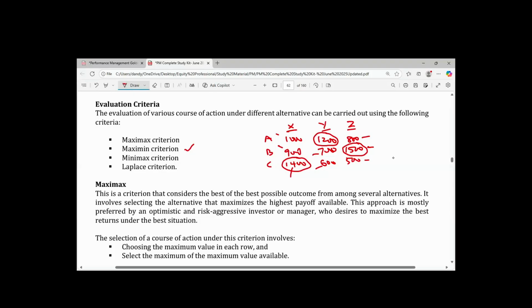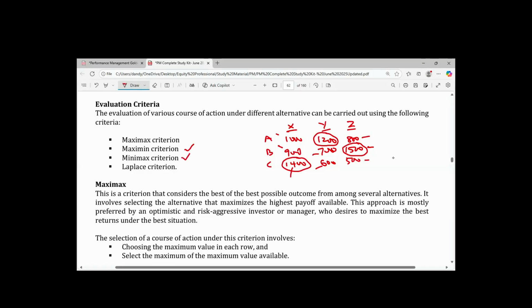Then step 4, you select the maximum of each payoff value in each row. Then step 5, to make a choice, you select the minimum of the maximum. So that is what you need to do under the Minimax criterion.